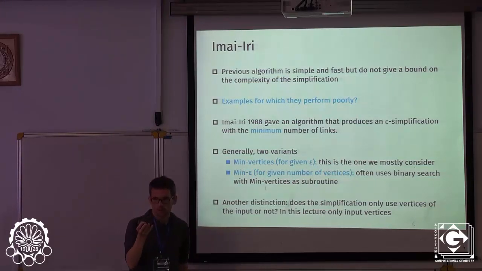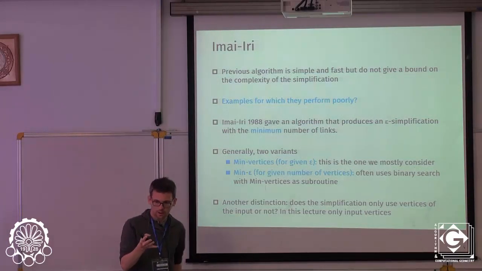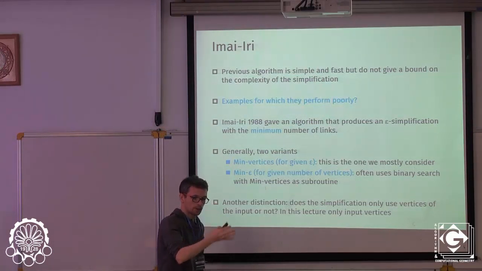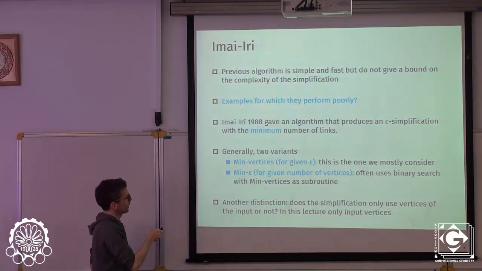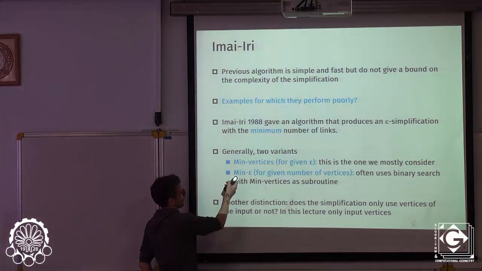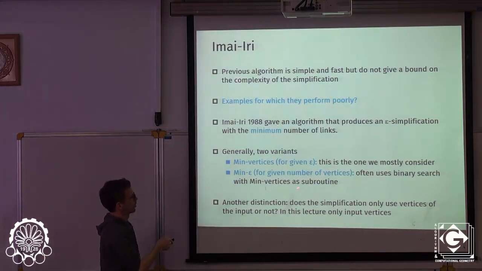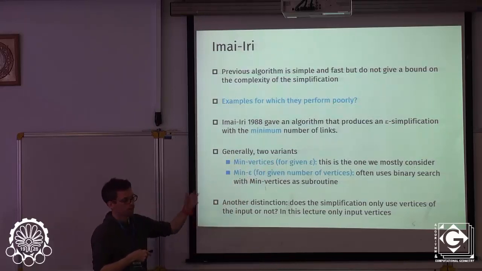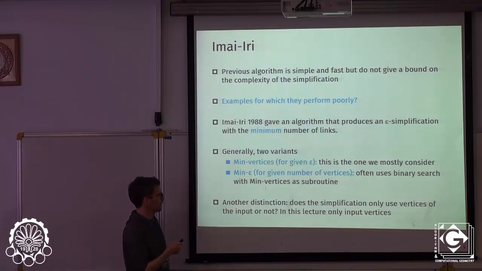And as we also saw in the example of the Fréchet distance yesterday, there we solved the decision problem and then used some kind of binary search. And here it's similar. Most often this min-vertex simplification given epsilon is the one that is considered. And if we then want to do min-epsilon simplification, you simply do a binary search over values of epsilon. Then you apply this algorithm, see how many vertices you get, and depending on that, either increase or decrease the epsilon.